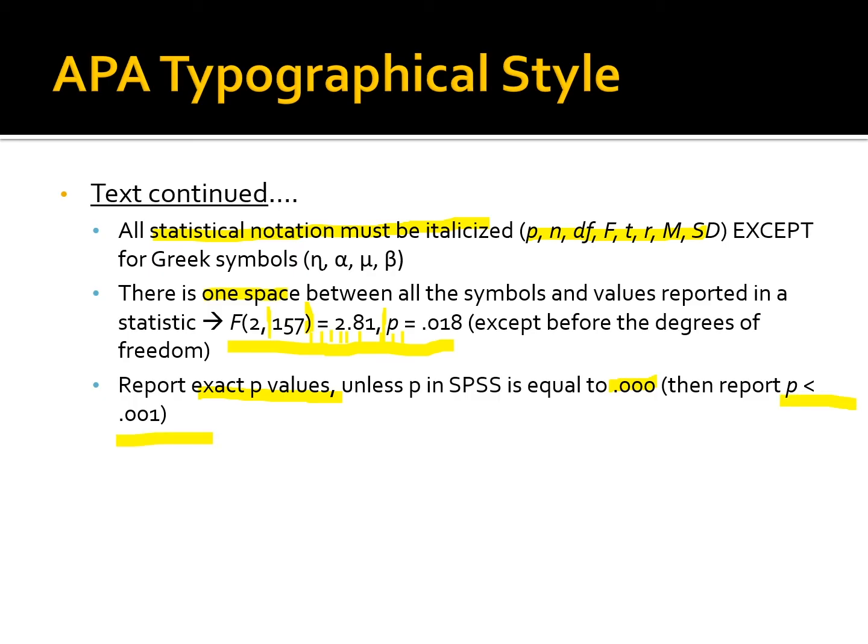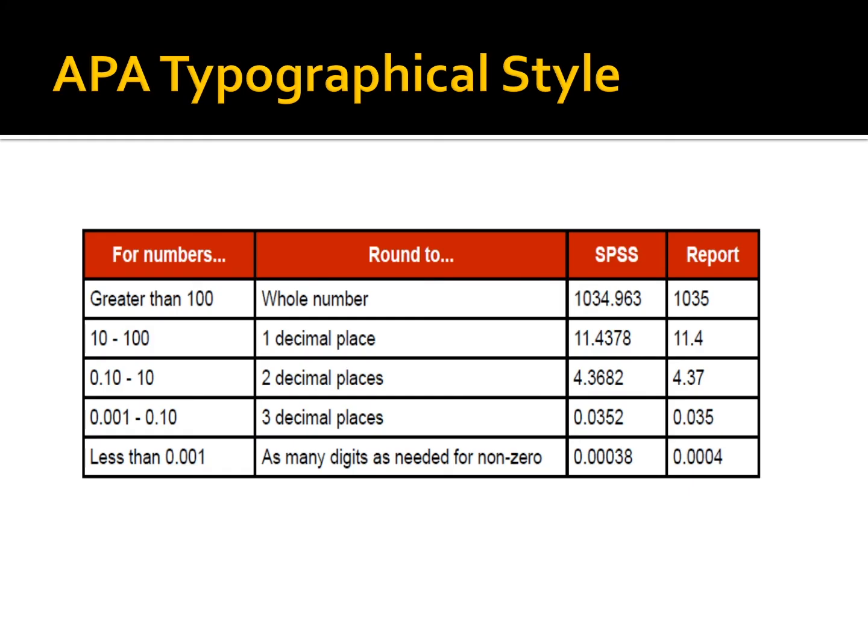You report exact p values unless p in SPSS is equal to 0.000. Then you would report p is less than 0.001. And that's because probability can never be zero. So even though SPSS puts equal to 0.000, there's no such thing as probability equaling zero. So you would have to put p is less than 0.001. On the next slide, I give you an example of how many decimal points you need to provide for statistics.